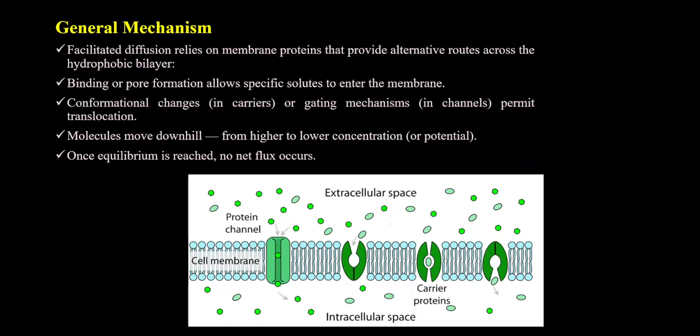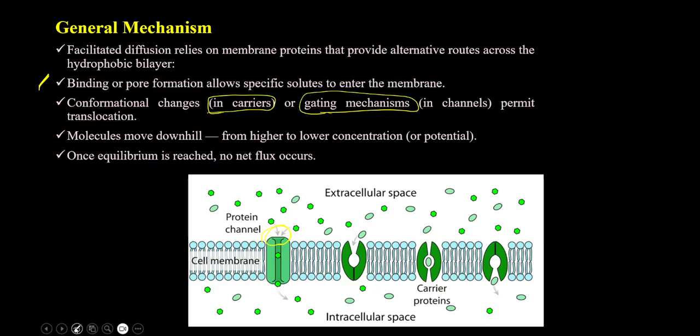Then what is the general mechanism of facilitated diffusion? The first process is the binding of solute molecules with these channel proteins or carrier proteins. Then there will be a conformational change in the carriers and a gating mechanism in the channels which permit the translocation.